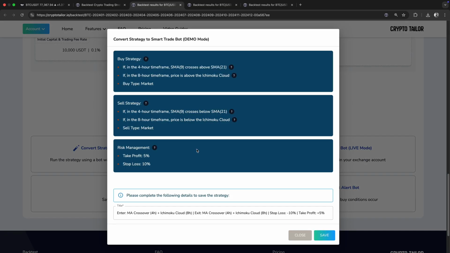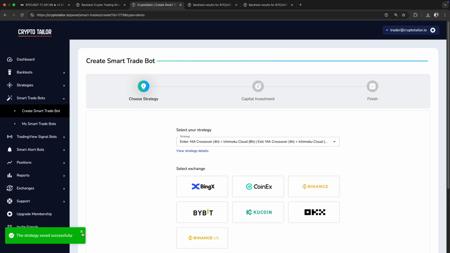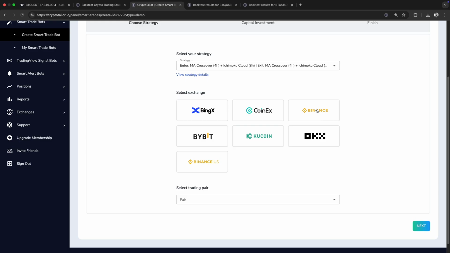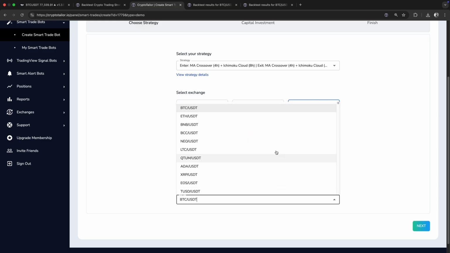To get started, enter a name for your strategy and click Save. Setting up the bot is simple and takes just 3 steps. First, select your exchange and the trading pair. I'm using Binance and Bitcoin for this example. You can also set up multiple bots if you want to run the strategy on different pairs.